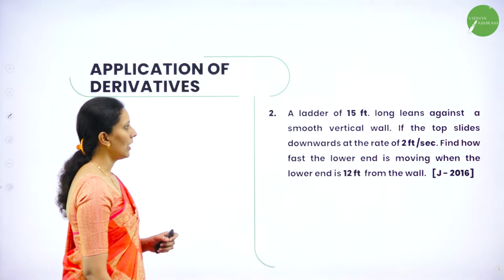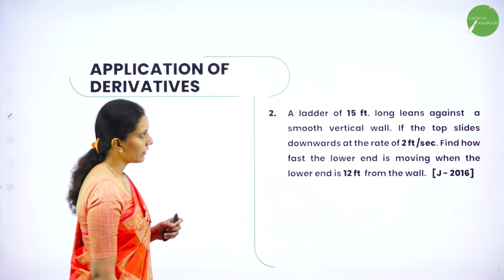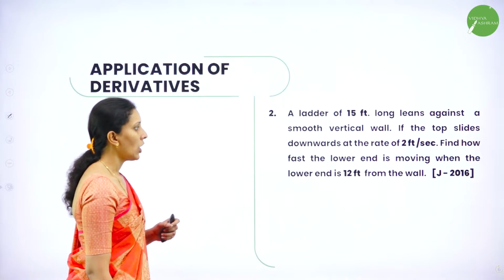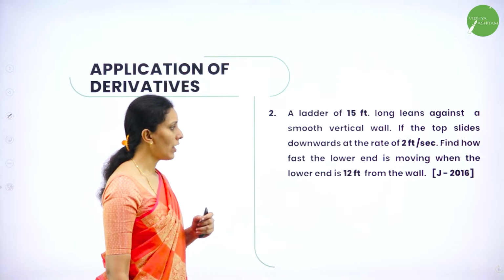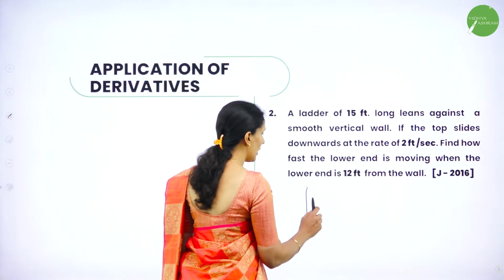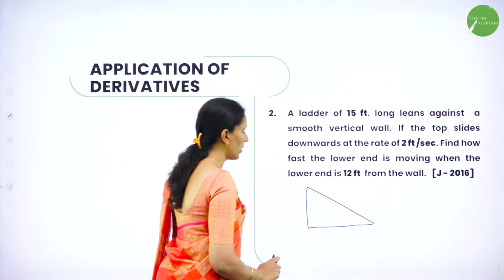Next question. A ladder of 15 feet long leans against a smooth vertical wall. If the top slides downwards at the rate of 2 feet per second, find how fast the lower end is moving when the lower end is 12 feet from the wall. So here is a wall and here is a ladder leaning against a wall. So this is the bottom.